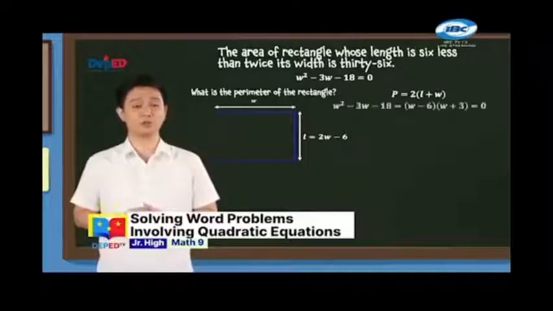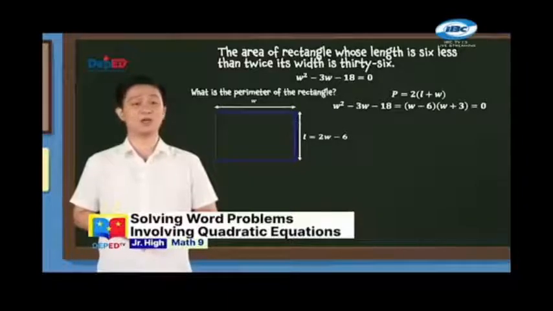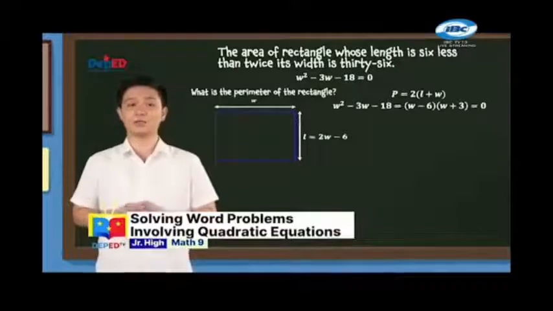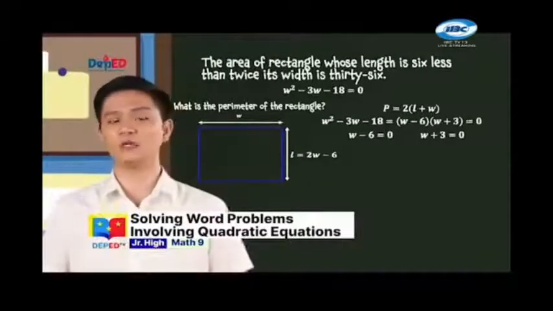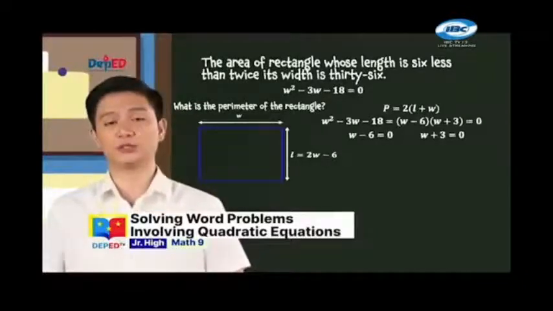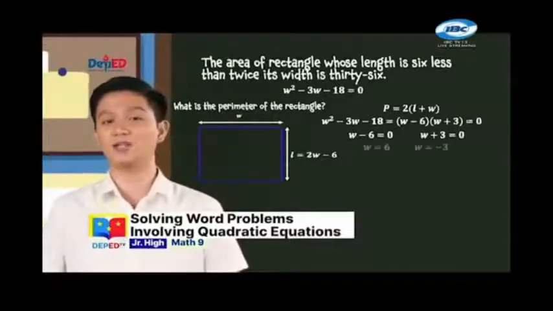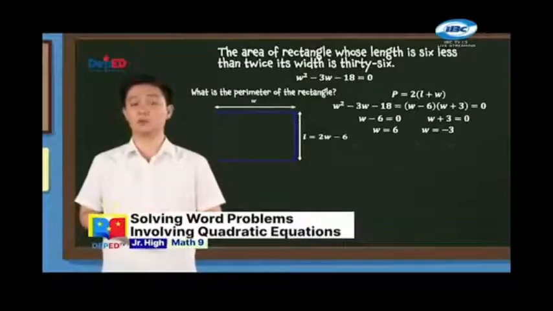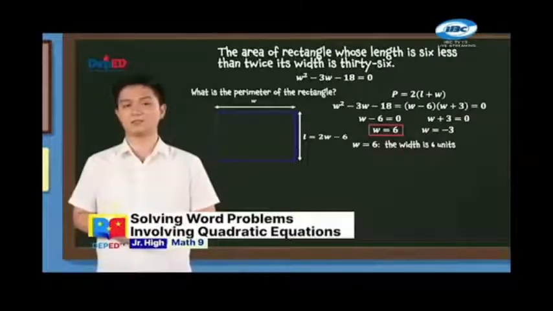The trinomial w squared minus 3w minus 18 can be expressed as the product of the binomials w minus 6 and w plus 3, and the product should be equal to 0. And so, by equating each factor to 0, we find that the values of w that satisfy the quadratic equation w squared minus 3w minus 18 equals 0 are 6 and -3. But the width can't be negative, so w must be 6. The width is 6 units.